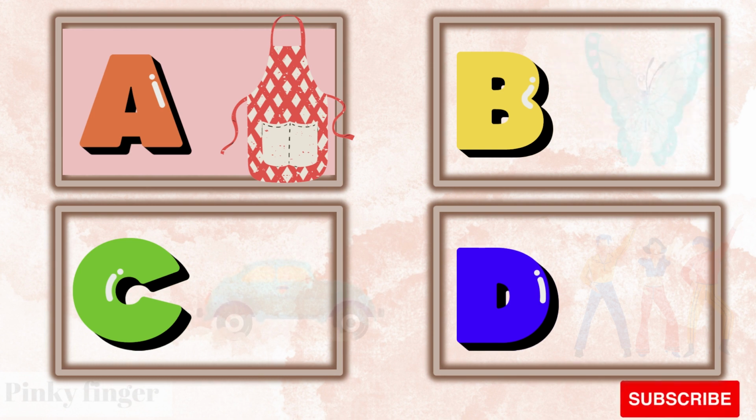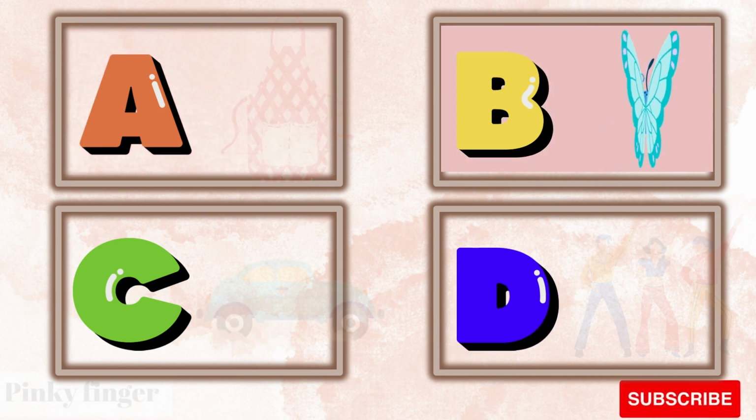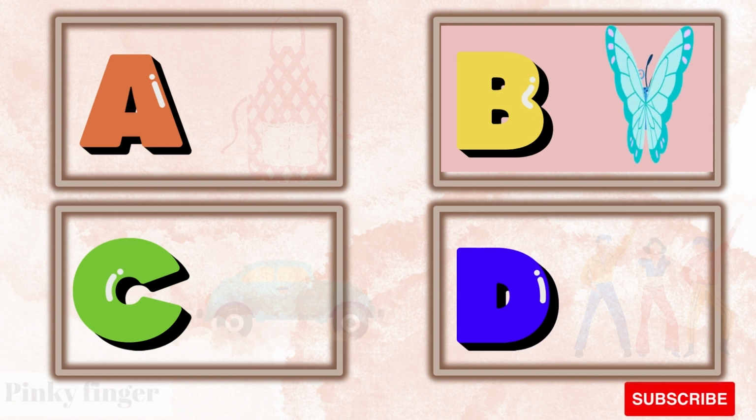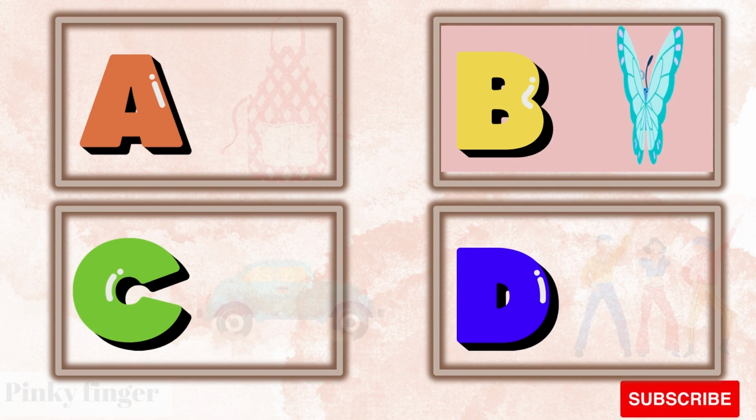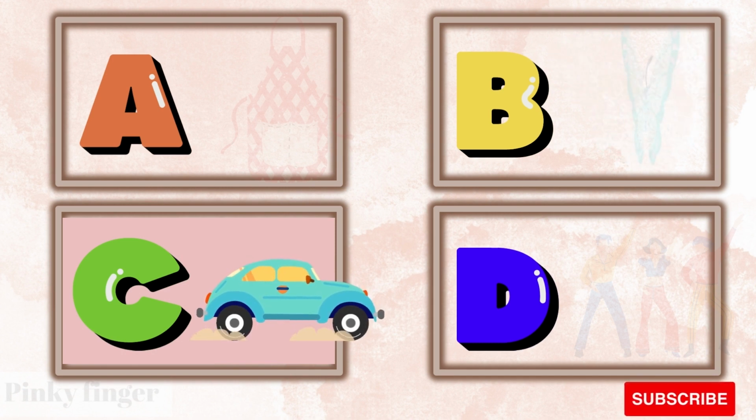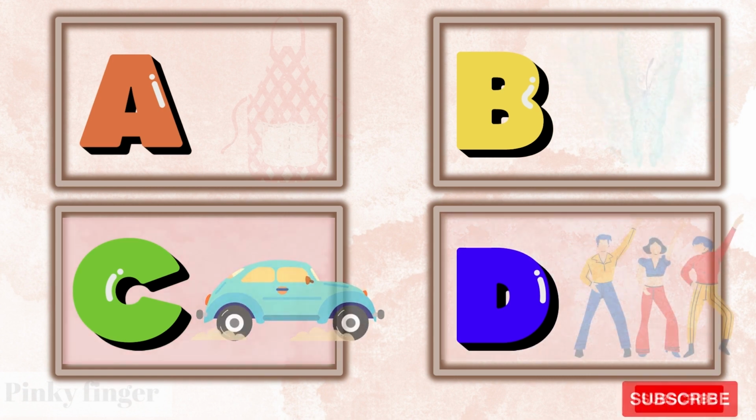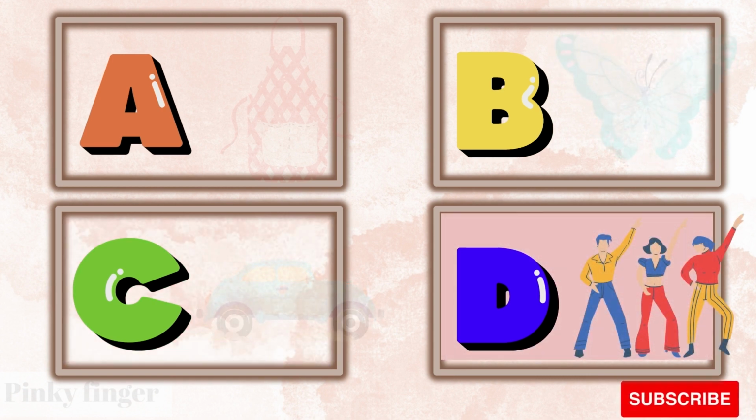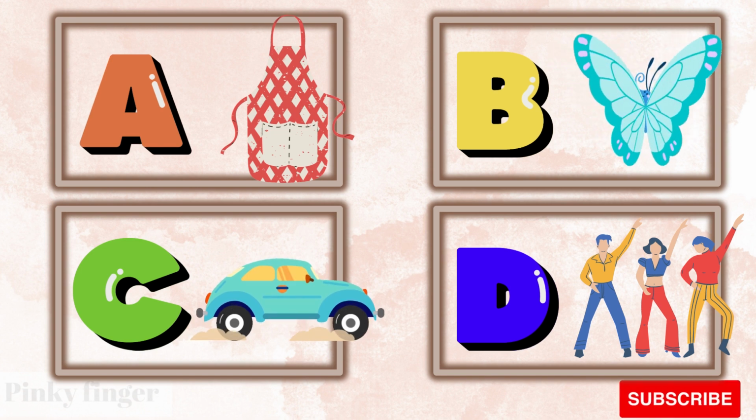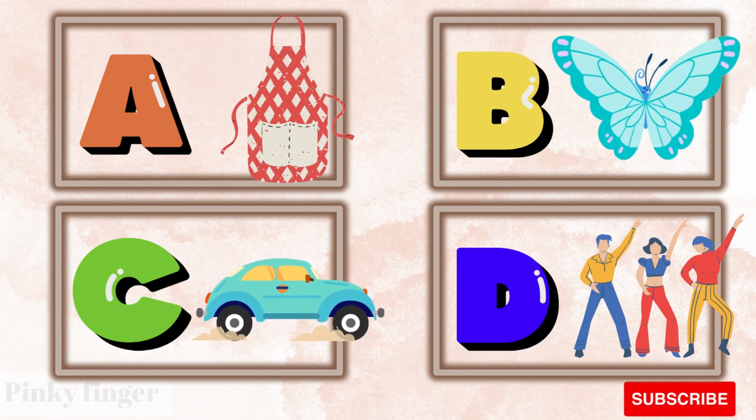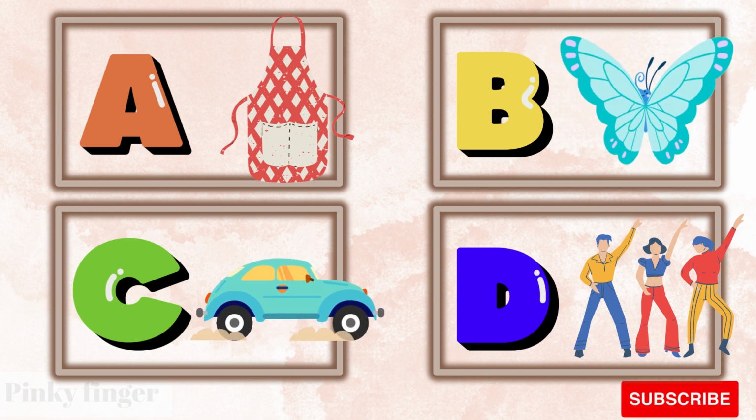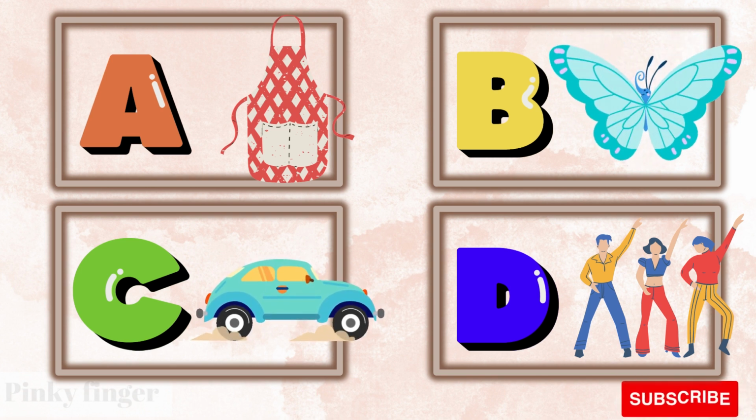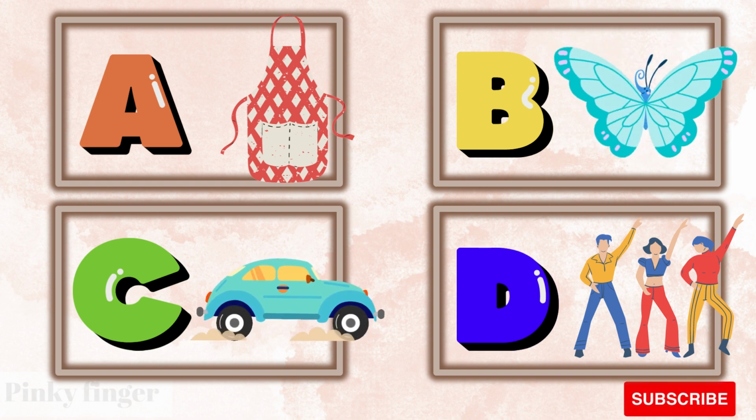A is for apron. B is for butterfly. C is for car. D is for dancers. A is for apron. B is for butterfly. C is for car. D is for dancer.